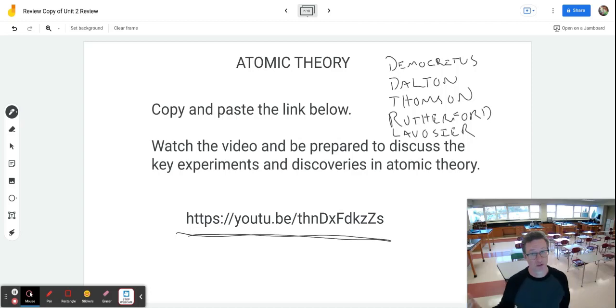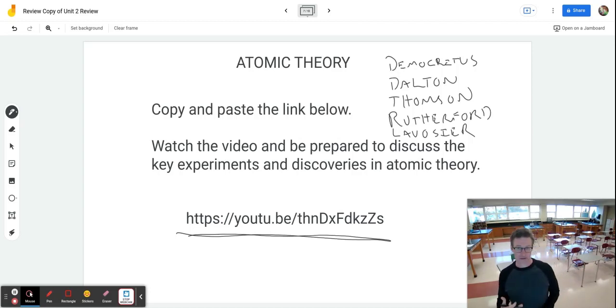So just be familiar with each person on that list, what they did, what their contribution was to the theory. Did they create a model of the atom? Did they do a key experiment in the development of our atomic theory? And if there was an experiment, what was the experiment about and what did it discover? What happened? And if they came up with a model, what was the model that they came up with? So I won't ask you about all 5 of those, but I could ask you about any of them.